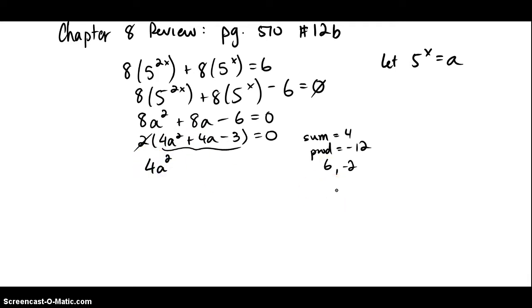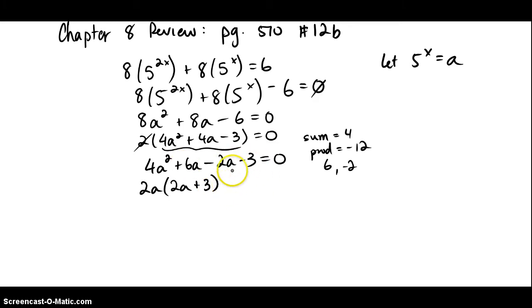4a squared plus 6a minus 2a minus 3 equals 0. Now I factor by grouping. So I factor the first 2. I take out a 2a, and I'm left with 2a times 2a gives me 4a squared, plus 3. So 2a times 3 gives me 6a.